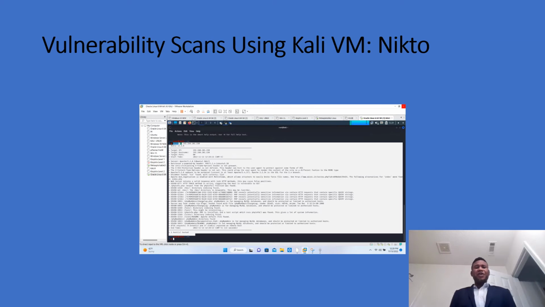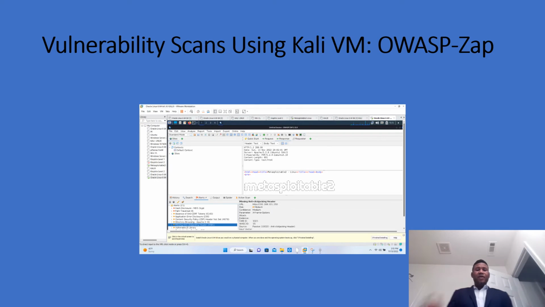Below is a screenshot of a vulnerability scan using the Kali VM to perform a Nikto scan against the Metasploitable 2. The Nikto scan helps to detect dangerous security threats, including dangerous files and programs. Below is a screenshot of an OWASP scan. This scan helps to find security vulnerabilities in the web application.